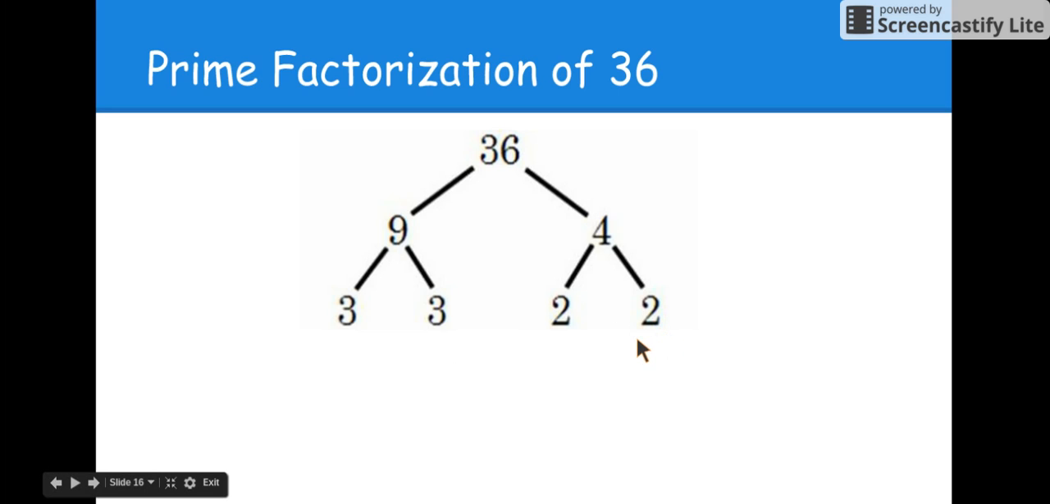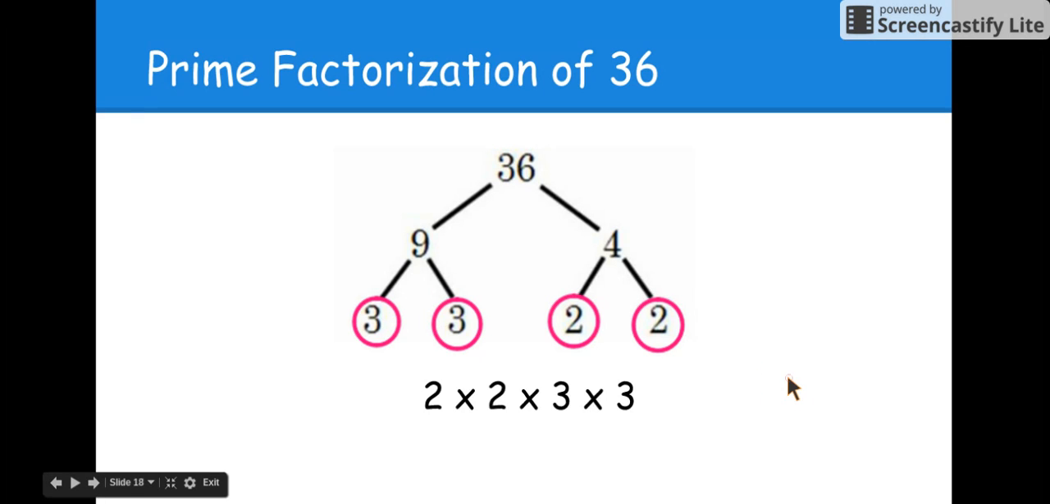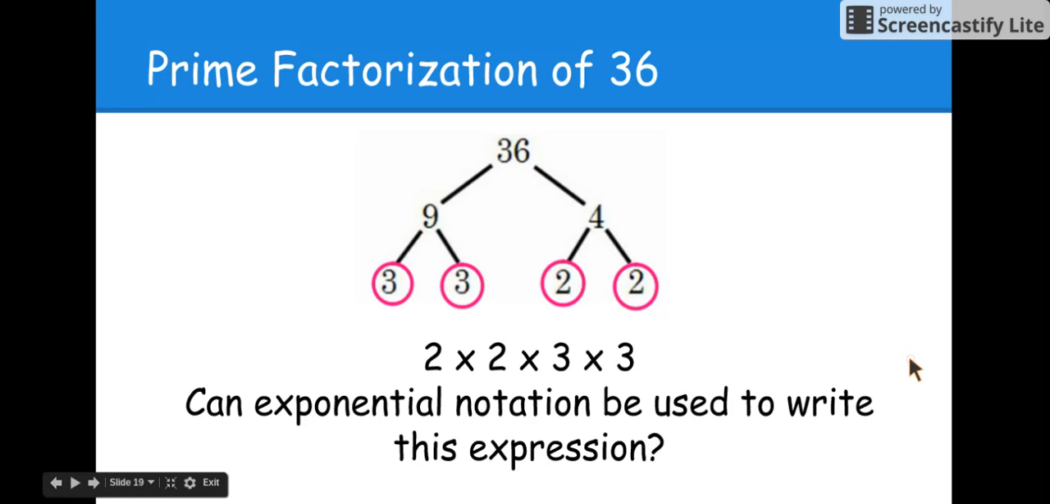When I've got prime numbers, when I'm finding the prime factorization, I like to circle them so my brain sees that they're prime and I don't have to break them apart anymore. So I'm going to circle these factors and write them out. I like to write them from smallest to largest so I can organize it better. So we've got 2 times 2 times 3 times 3 is the prime factorization of 36.